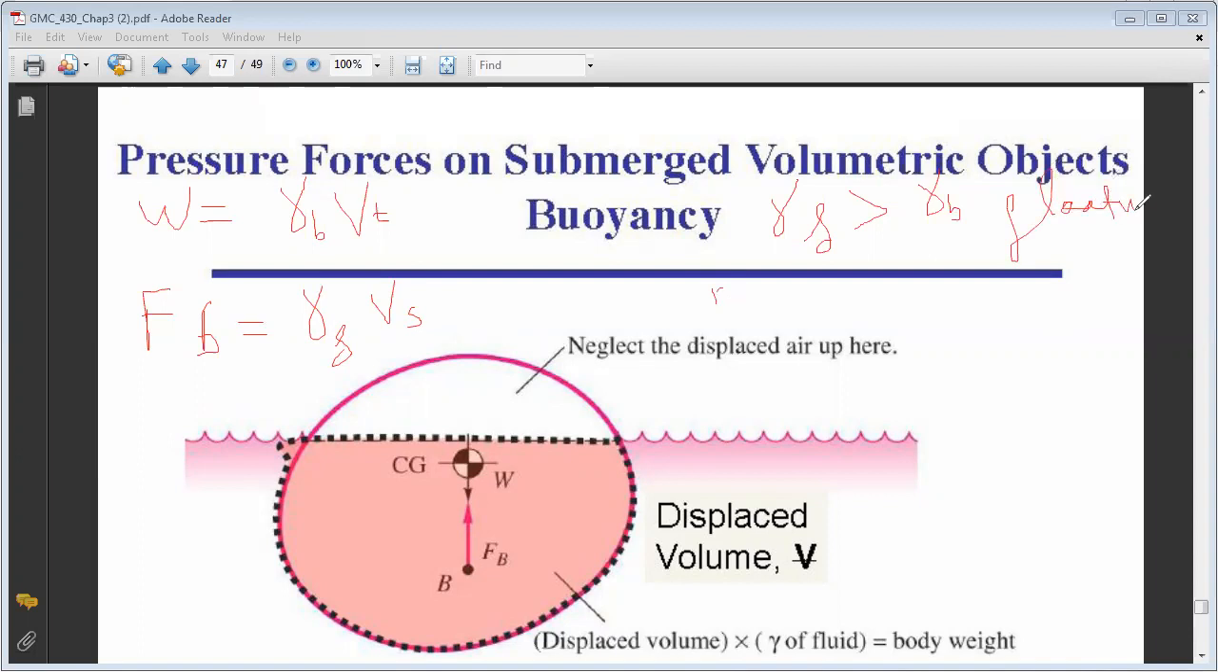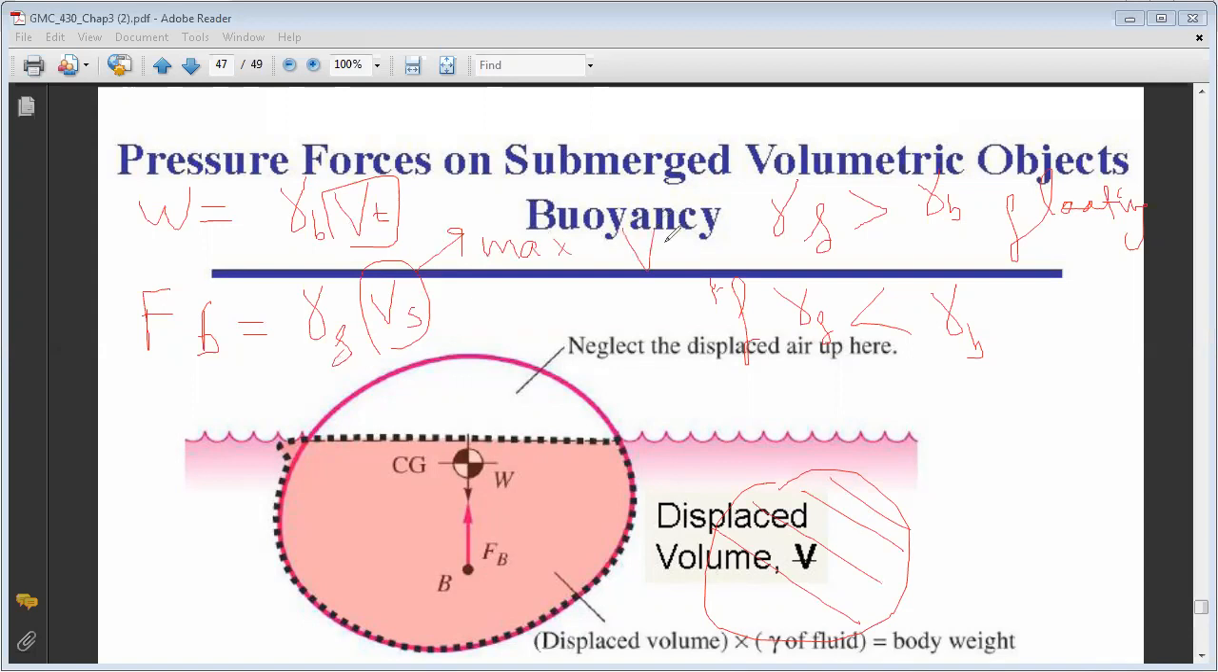Now, for the other case, if gamma fluid is smaller than gamma body, what will happen? Even if we increase the submerged volume to the maximum, what is the maximum value of the submerged volume? Total volume. The total volume, exactly. Because as the body moves downward, the submerged volume will increase. And when it is totally in the fluid, then the submerged volume is equal to the total volume.